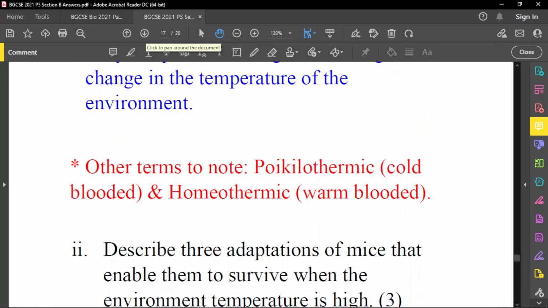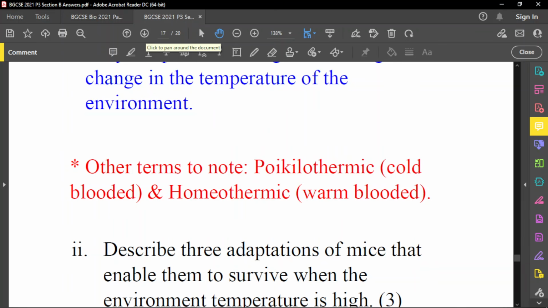Other terms to note, which I'm putting in red just for information purposes: cold-blooded organisms are also called poikilothermic, okay? And homeothermic is for warm-blooded. So poikilothermic is for cold-blooded and homeothermic is for warm-blooded. Endotherms are homeothermic, and ectothermic organisms or ectotherms are poikilothermic as well.